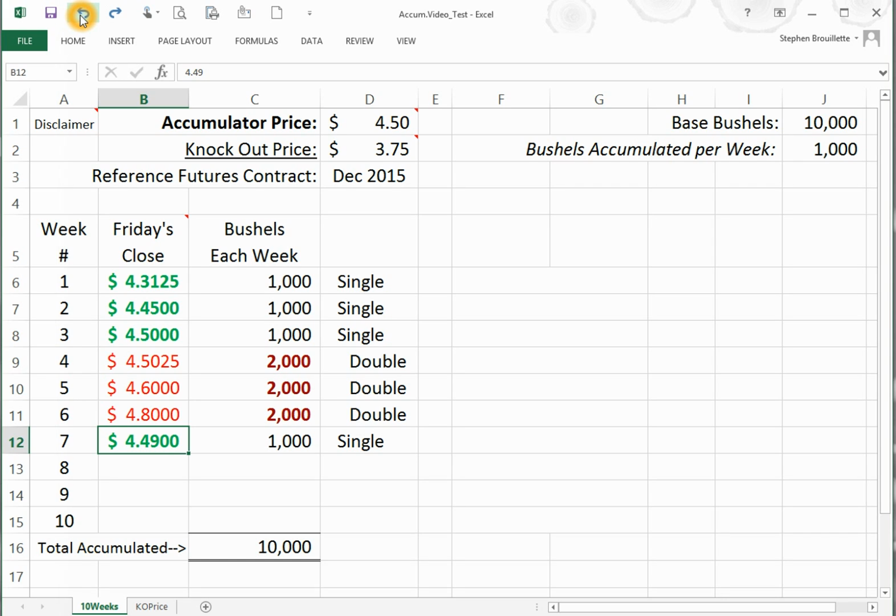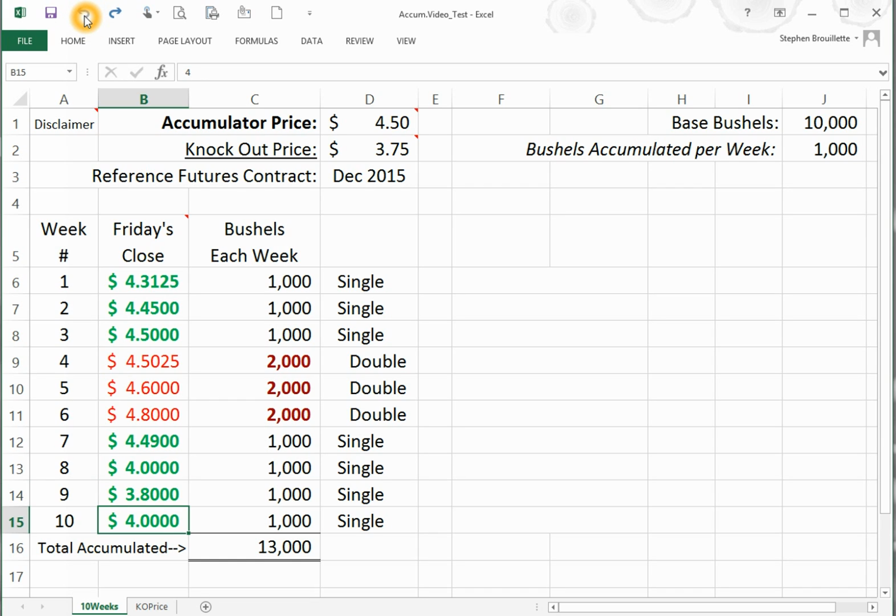So now we saw where the market closed at $4.49. That's a single. The next week we closed at $4. That's above the knockout, but below, and it's in that range, so that's a single. The next week, $3.80. We are still above the knockout price. And the 10th week, we closed at $4.